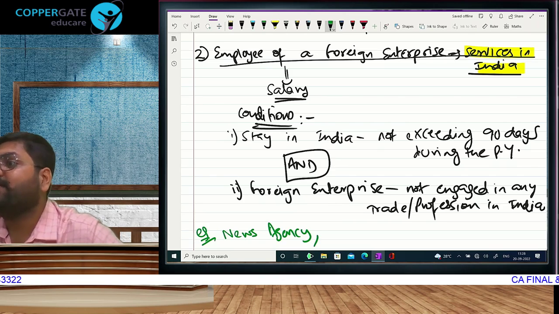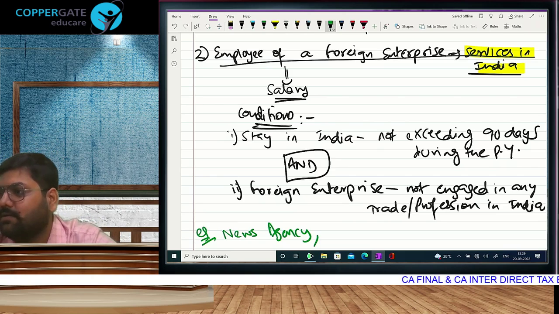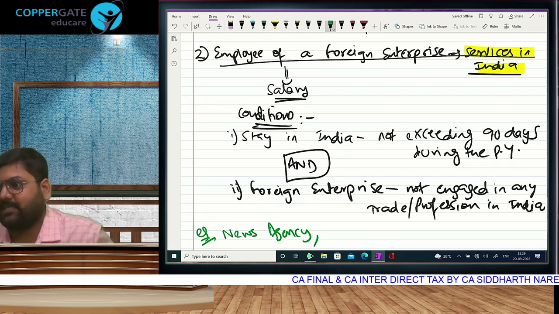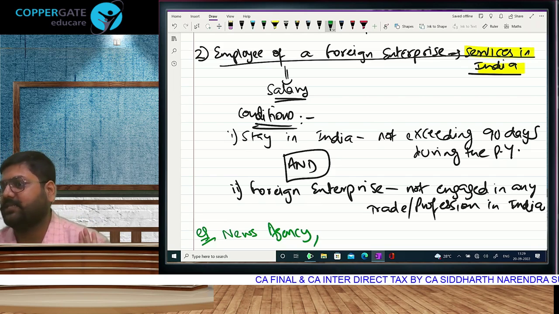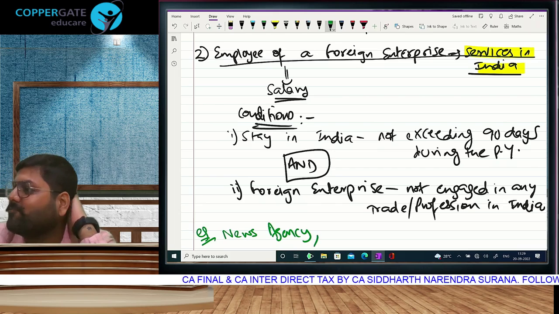It will send its employees to India. For what purpose? News collection. The reporter collects news and goes back. The employee is working in India, yes or no? Temporary period, may not exceed 90 days. See, if it exceeds 90 days, this section is not applicable, so we are assuming not exceeding 90. The foreign enterprise is not doing any business or trade in India, only collecting information.